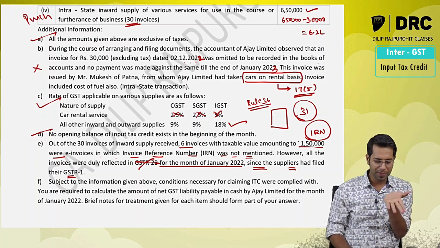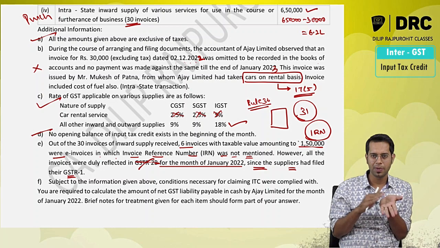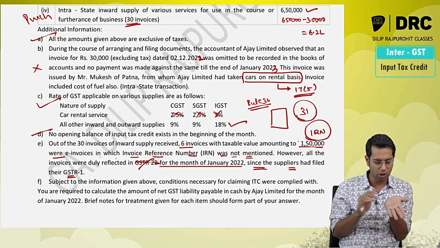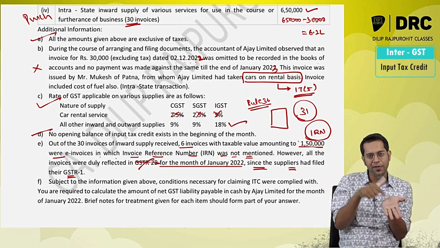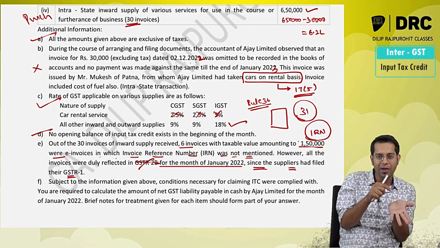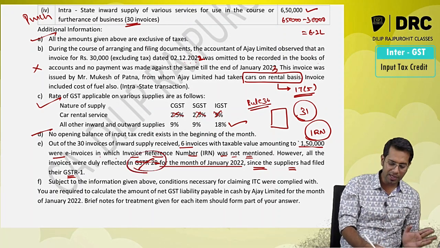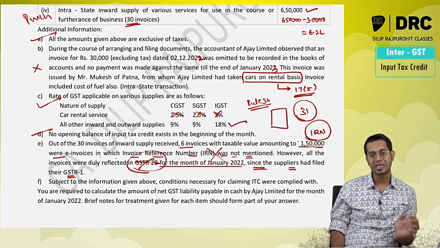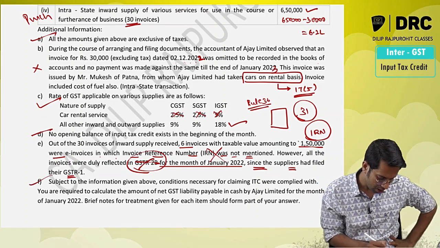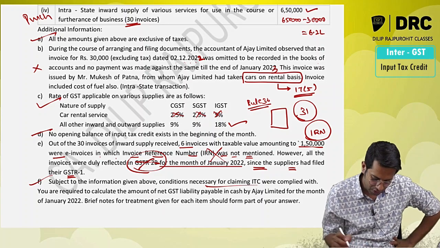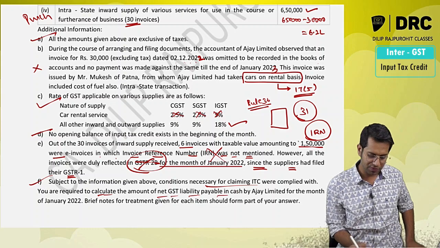So one of the conditions is that you should be having possession of a tax invoice, debit note, or any other tax paying document. This tax invoice should be as per section 31, and section 31 says if it is an e-invoice, then it should compulsorily have the invoice reference number if you want to take input tax credit. Now, though it is reflecting in GSTR 2B, I will not give you input tax credit because the invoice reference number is not mentioned on these documents. Subject to the information, conditions for claiming input tax credit are complied with. You are required to calculate the tax which is payable in cash.